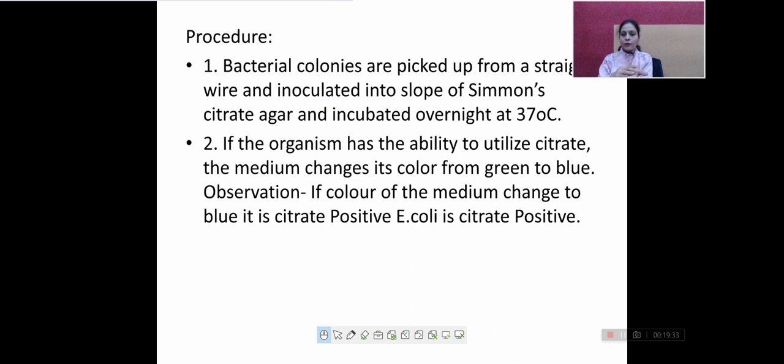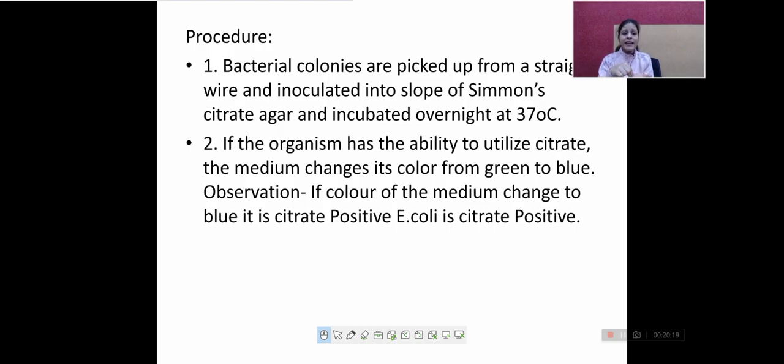This agar contains citrate, right? If this agar contains citrate and we place the organism in this agar, and the bacteria utilize the citrate present in the agar, then the color of the plate or test tube will change from green to blue.